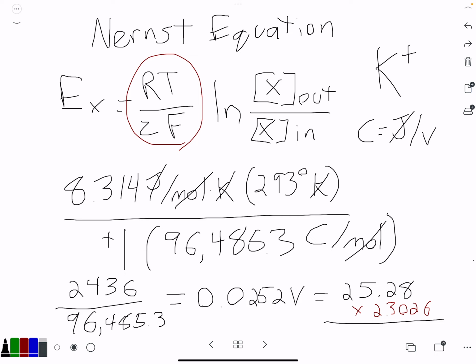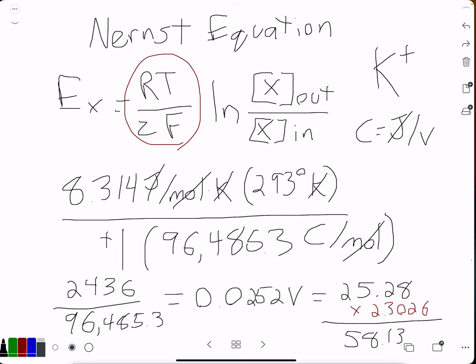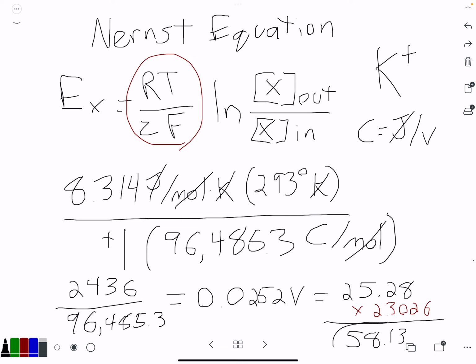But let's multiply this by our conversion from natural log to log, 2.3026. And we have 58.13. So there it is. There is our constant for the new equation. That's where the 58 comes from.